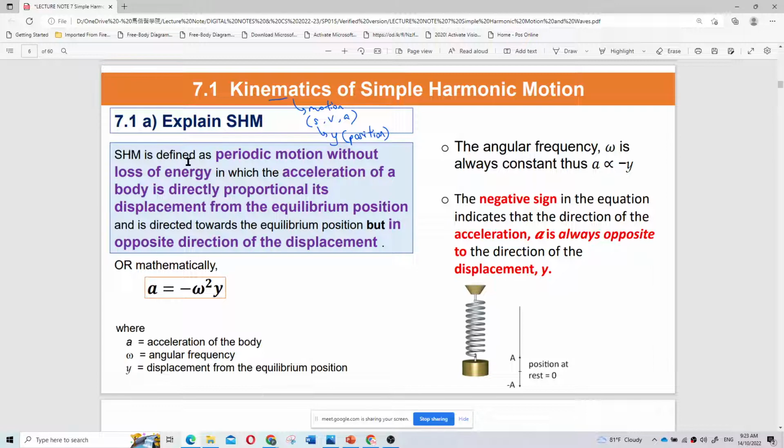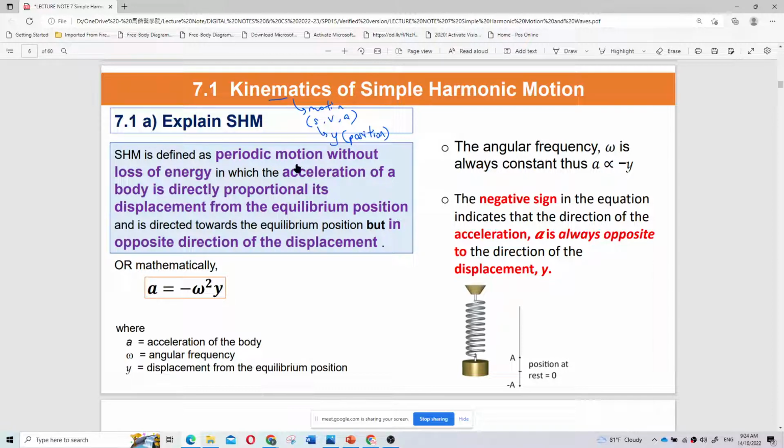Now, simple harmonic motion is a periodic motion without loss of energy, in which the acceleration of a body is directly proportional to its displacement from the equilibrium position and is directed towards the equilibrium position, but in the opposite direction of the displacement. Do you understand this? Not really? Never mind, because it's too long. Actually, this whole thing can be summarized into this formula, which explains the whole thing. Never mind, let me explain one by one.